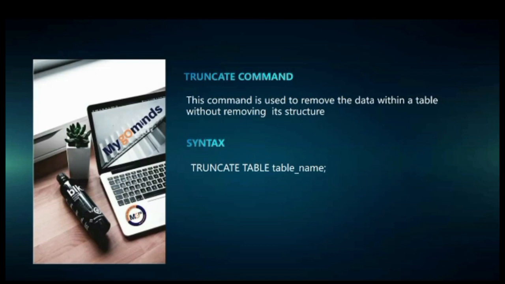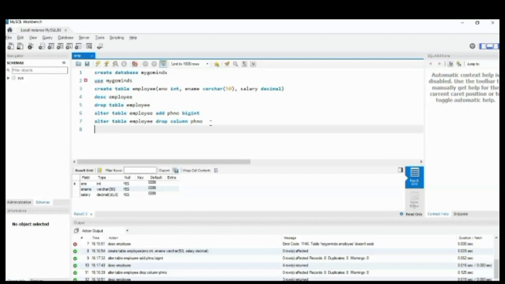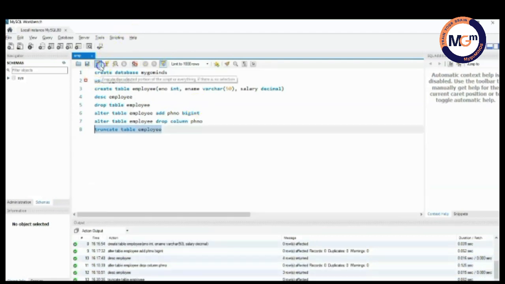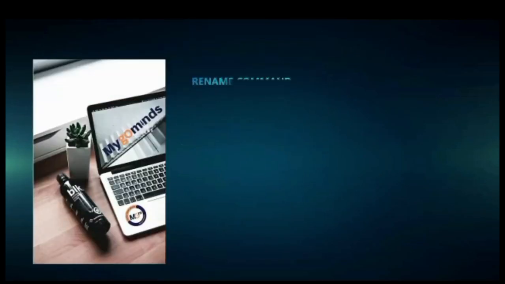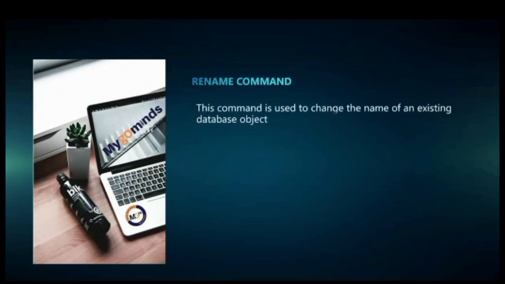Now let us see this in MySQL Workbench. To remove all the records of the table, use the truncate command, which is truncate table name, in this case employee. Select the command and execute it. We can understand that the truncate command is successfully executed. Now let us see the next command, which is the rename command. Rename command is used to change the name of an existing database object.